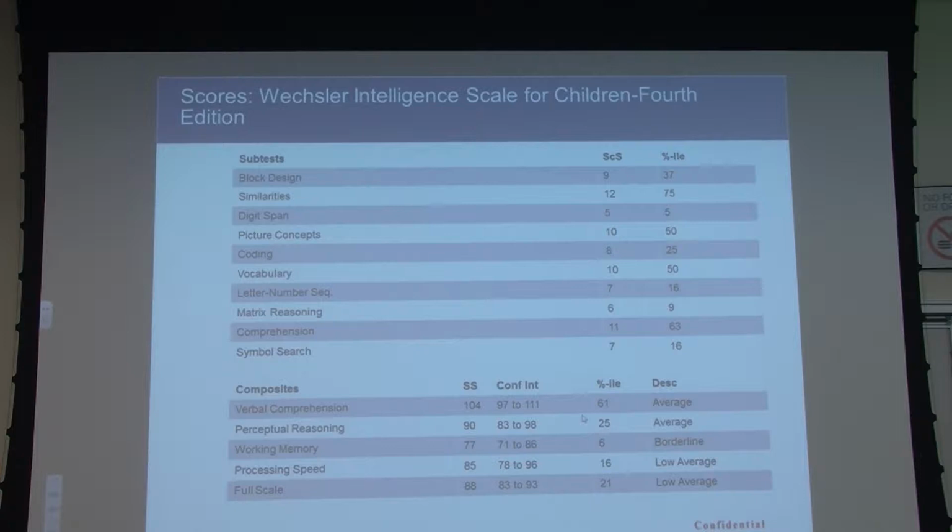And I'll explain, that's typical for students with a learning disability, that their ability to think and reason and solve problems is average. That's not what's affecting their learning, okay? But now look at the working memory score. She's down at the 6th percentile. She only did better than 6% of students her age. Okay, so now where did this come from?